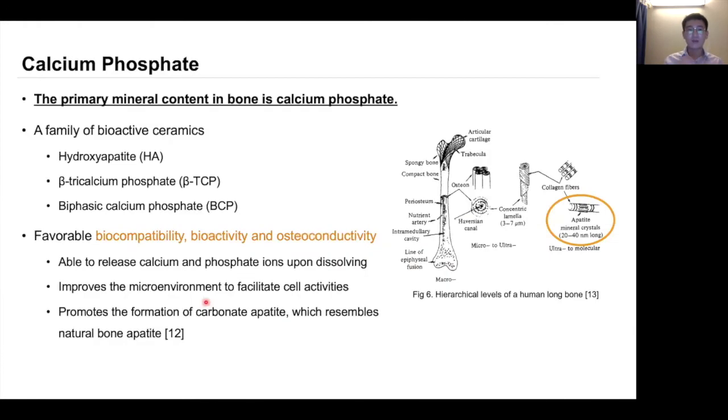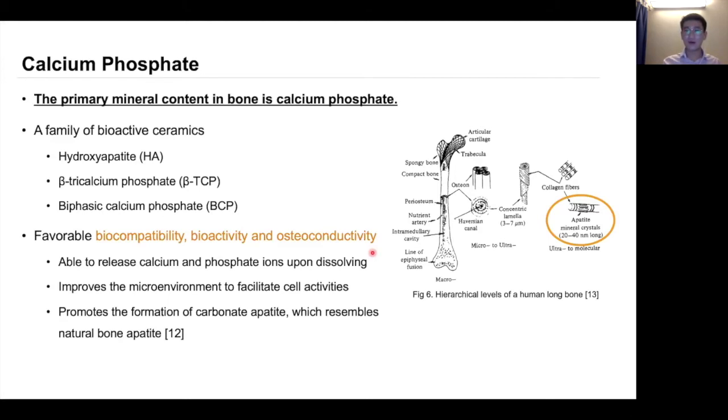It just happens to be the primary mineral content in our bone, as you can see from the schematic diagram over here. This mineral, crystalline apatite, is just chemically calcium phosphate. But of course, when we're talking about calcium phosphate as a biomaterial, we're referring to a family of bioactive ceramics that come in different forms, including HA, beta TCP, and biphasic calcium phosphate, or BCP, as the most popular ones. These calcium phosphate materials exhibit very good biocompatibility, bioactivity, as well as osteoconductivity. And if you still recall, these are exactly what we want for the biological performance of our BTE scaffold.